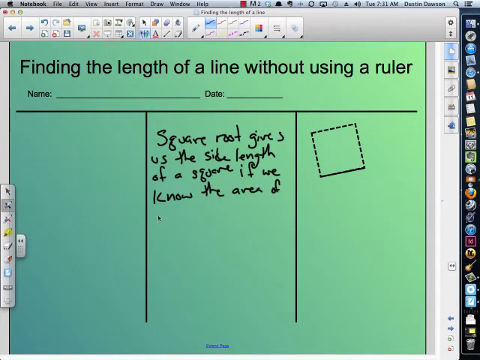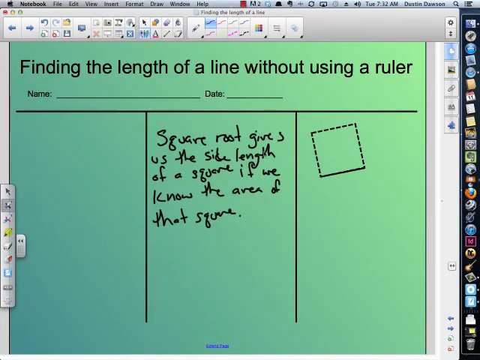Area of that square. So we do have to know the area of this square. Once again, you need more information. If all I give you is a line in a box, you're out of luck. But if I tell you what the area is of this square, with that line being the side length, then you can give me the length of that line.